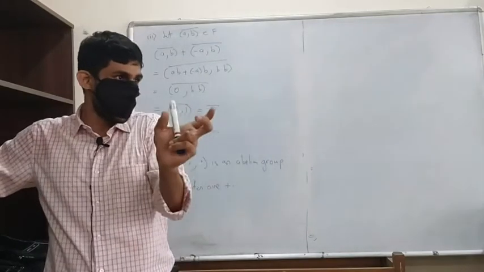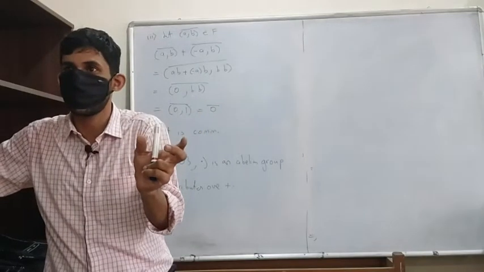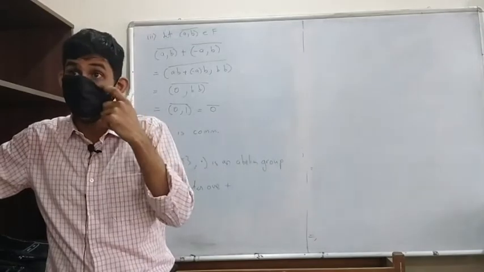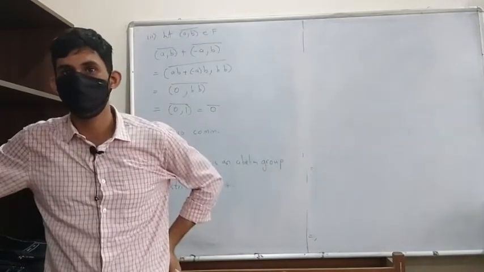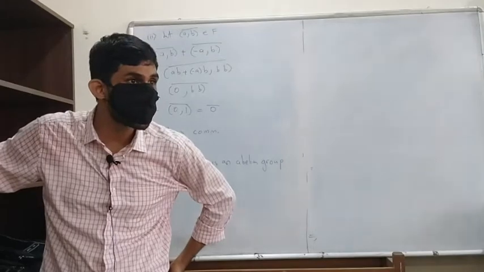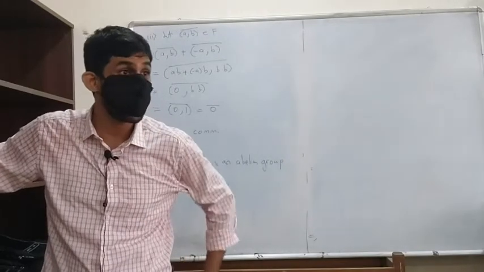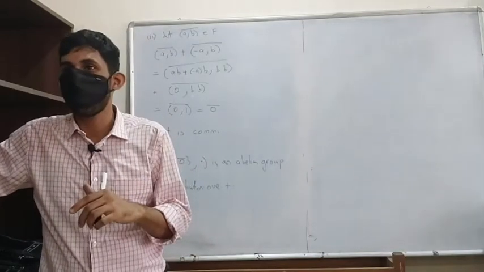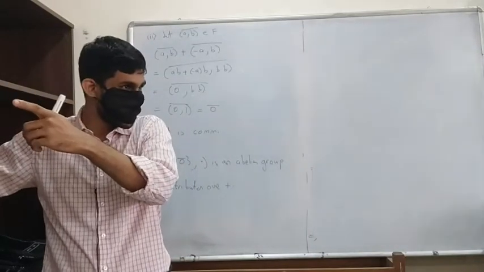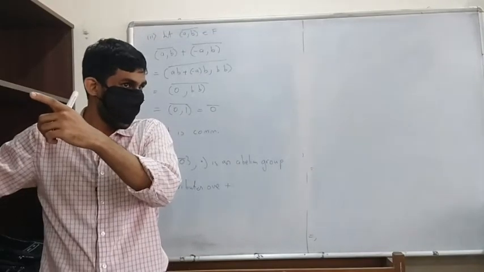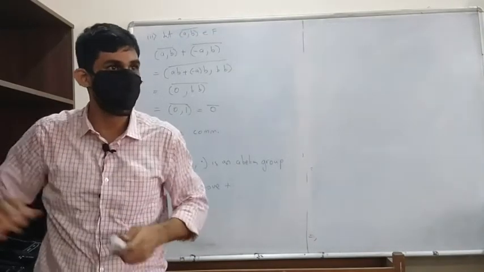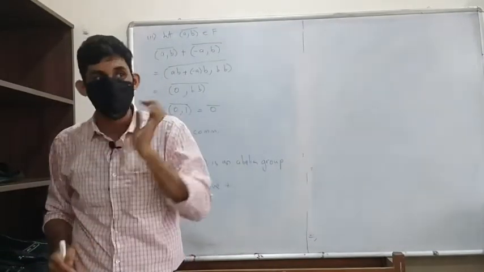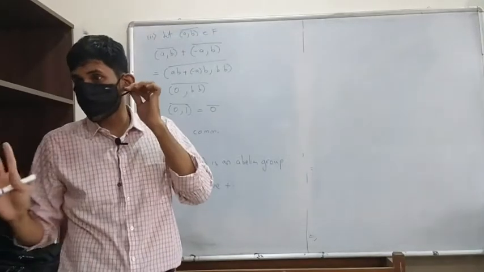Think about Z and Q. What is the association? You will take n to... No. In Q, what are the elements? They have the form n upon m, right? So what is the natural choice? Take n to n upon 1. Okay, that's the natural choice.